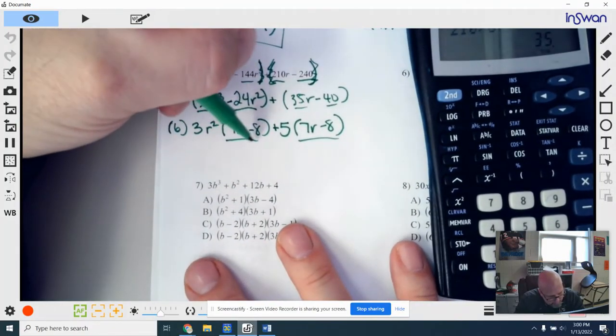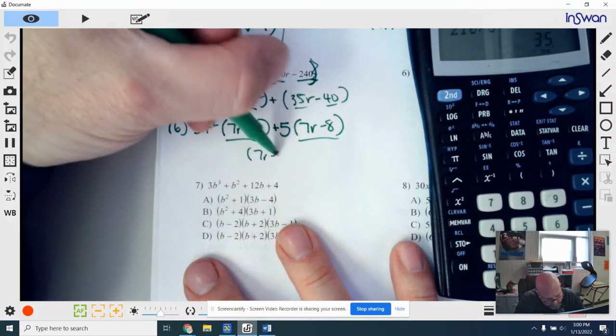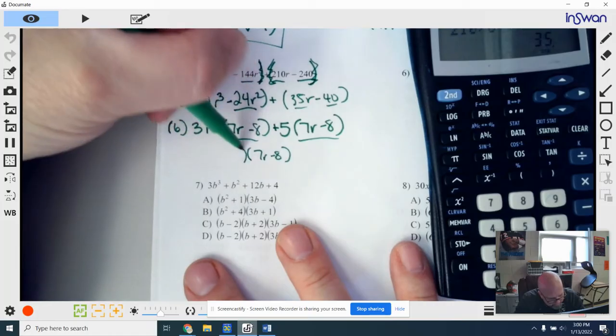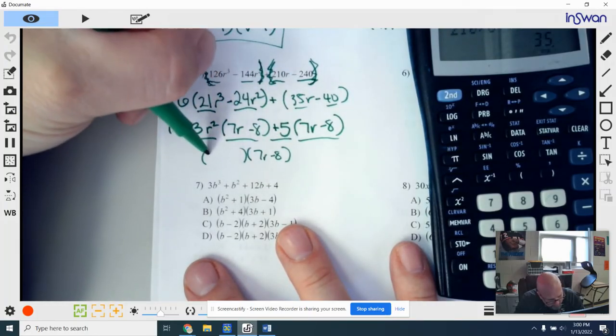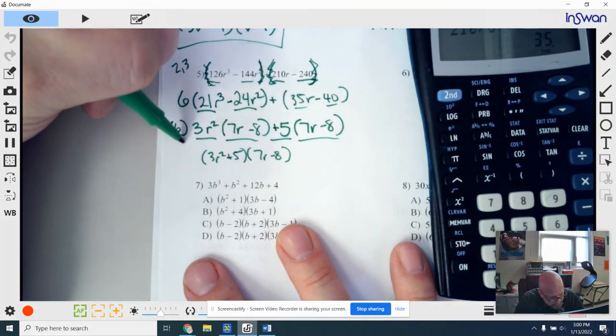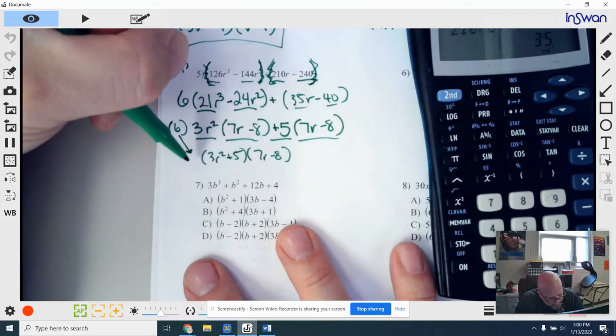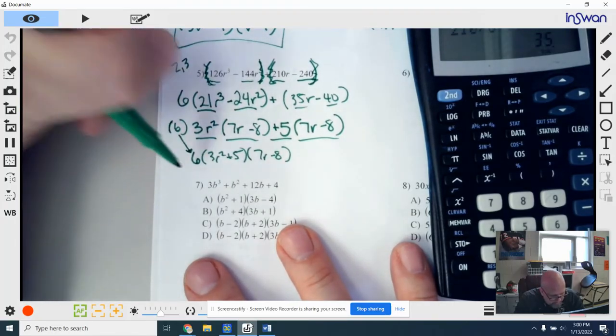All right, so remember the two parentheses, I'm just going to write that down one time, 7r minus 8. And then I'm going to piece these two together, 3r squared and that plus 5. So 3r squared plus 5. But I can't forget about that GCF that I pulled out first. So that just comes back, and you just place it right in front. Put it in parentheses or leave it out. Either way is okay.